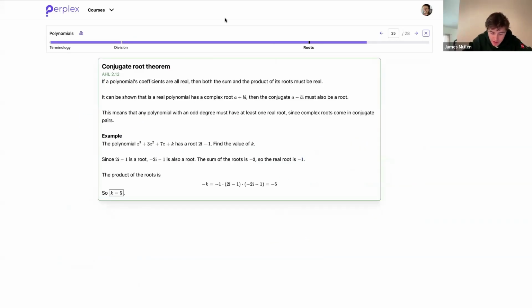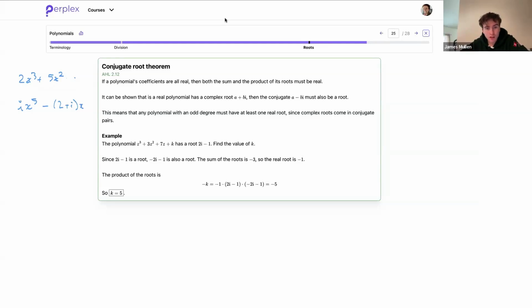The conjugate root theorem says that if a polynomial has real coefficients, which in the IB, except on paper 3 maybe, it will basically always have real coefficients. So that means I can write it as 2x cubed plus 5x squared, something, something, something, and not ix to the 5 minus 2 plus i x. As long as there are no complex numbers in there as the coefficients, then there's going to be no problem.